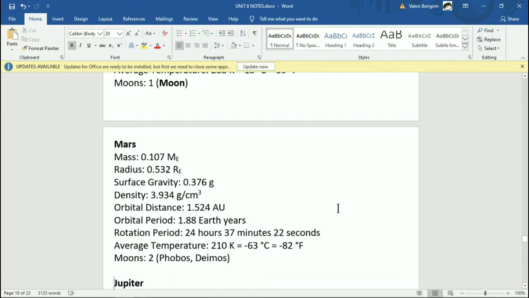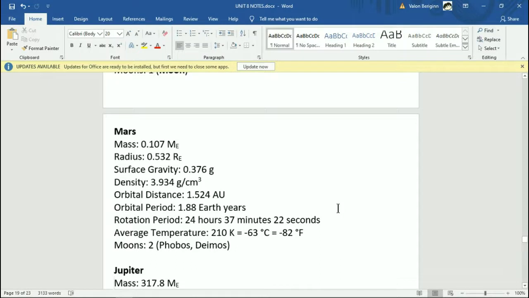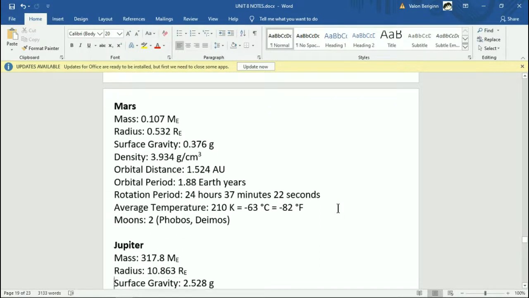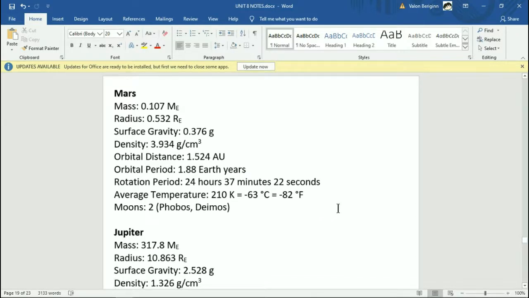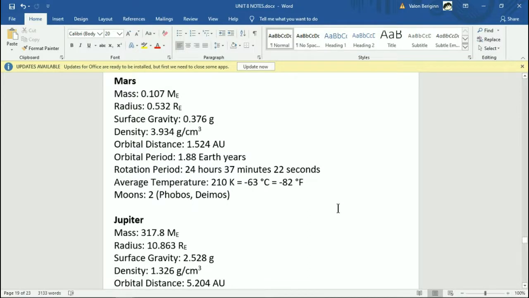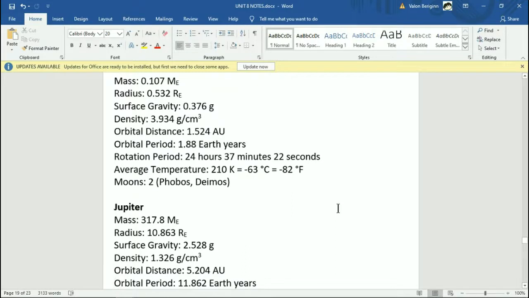Jupiter is the Roman name for Zeus. Okay, Big Daddy Zeus, your ruler of the gods, the big boy in the sky. Over 300 times the mass of the Earth, over 10 times the size of the Earth. Surface gravity, there isn't really a surface on Jupiter because it's a gas planet, 2.5 times. Density is, again, way less because it's gas. And it has an orbit of about 5 times that of the Earth, and it orbits in about 11.8 years. So that's how long it takes to go around.